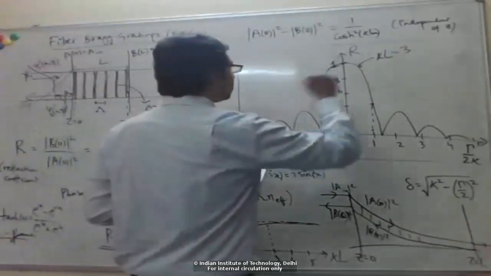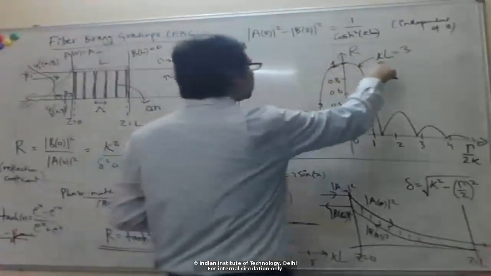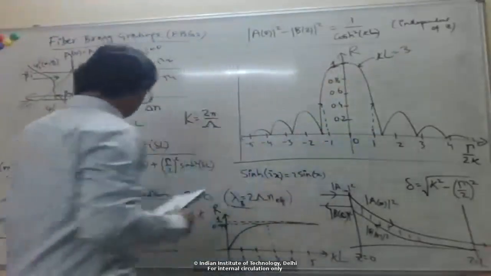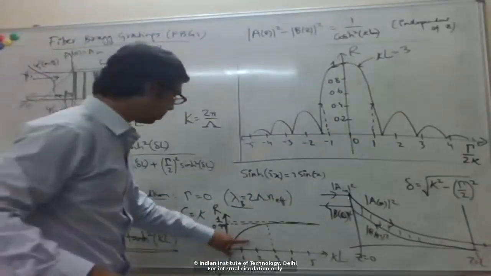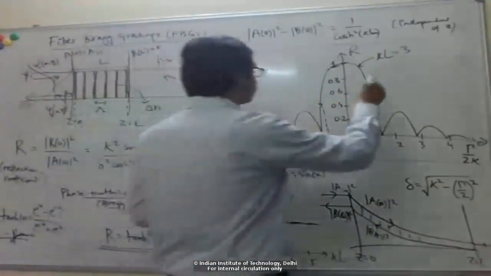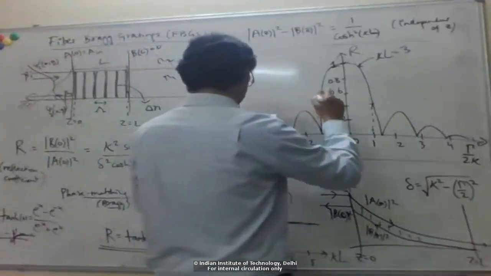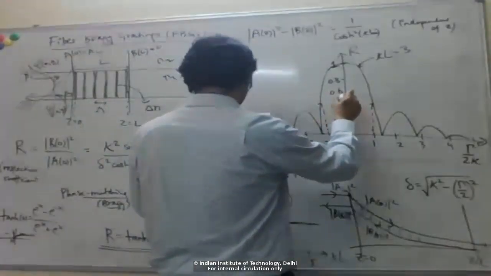Now, for example, if I look at a lower value of kappa L, you can see from here that the reflection coefficient will be smaller. For example, if I look at kappa L equal to 1, the peak reflection coefficient is about 60%.